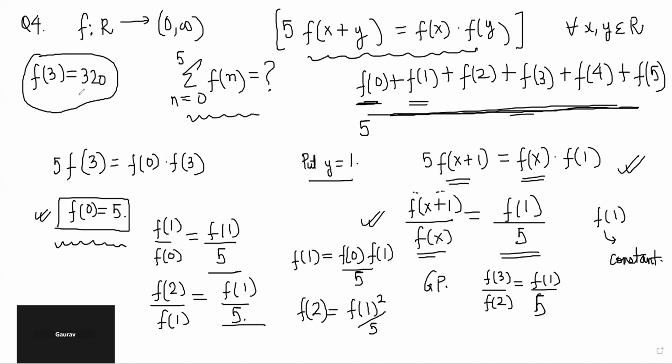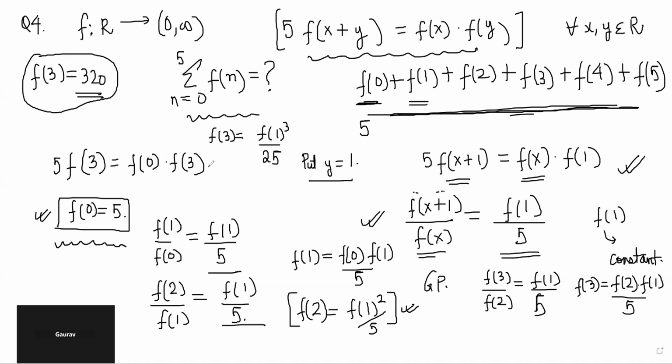So now f of 3 value is known, correct? So we have f of 3 is coming out to be f of 2 into f of 1 by 5. And what was f of 2? f of 2 was f of 1 square by 5, right? So what is coming? f of 3 is equal to f of 1 whole cube by 25. Do you understand what I'm saying?